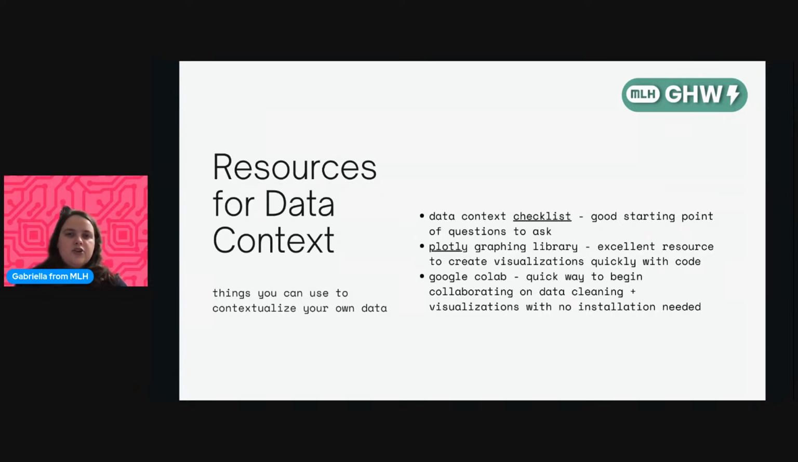Does anyone have any questions? What are some data sets that y'all think you'll probably be using this information to contextualize in the future?